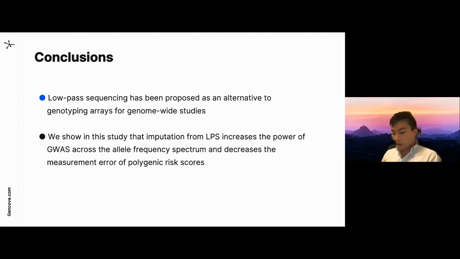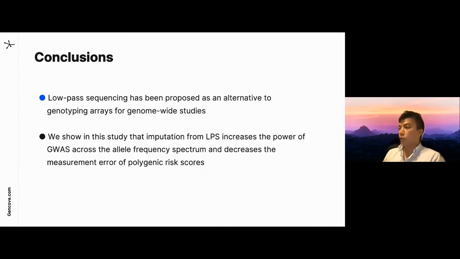And so with all this in mind, the main conclusion that we came out of this study with was basically that low-pass sequencing, which we have proposed as an alternative to genotyping arrays for genome-wide association studies for quite some time. We previously showed that in the context of pharmacogenomics, looking at genes that are pharmacogenetically important, low-pass sequencing already outperforms genotyping arrays, even ones that are particularly designed to assay those variants of interest.